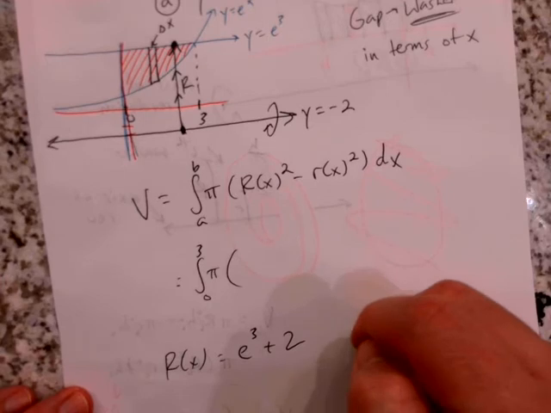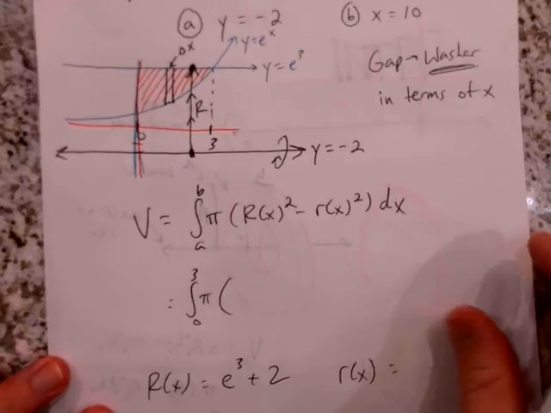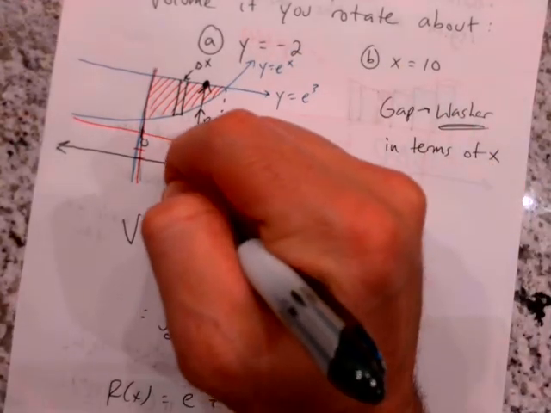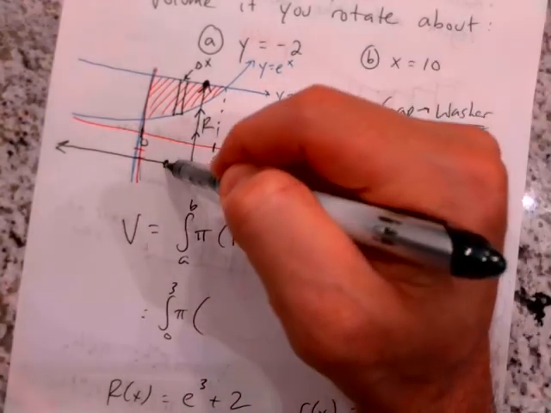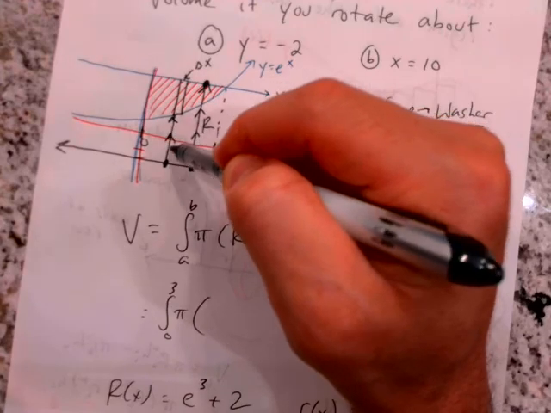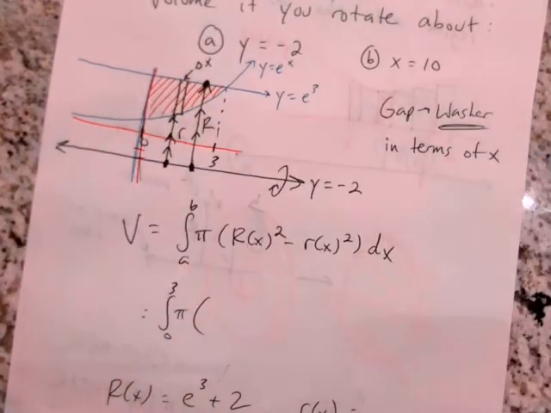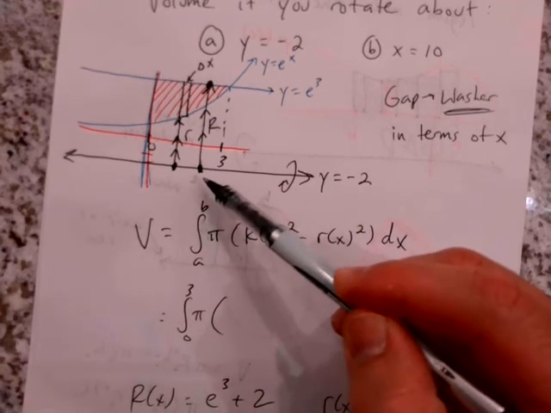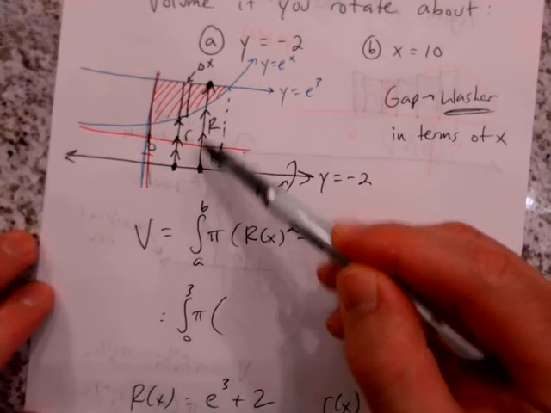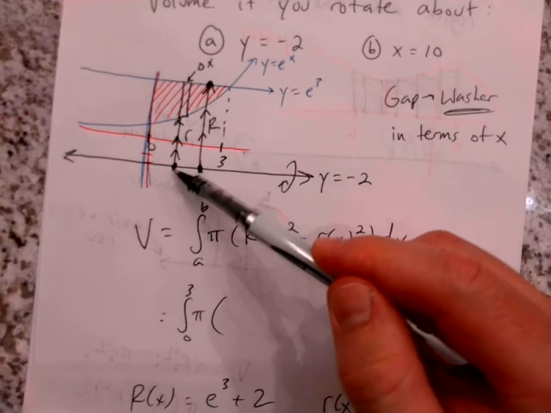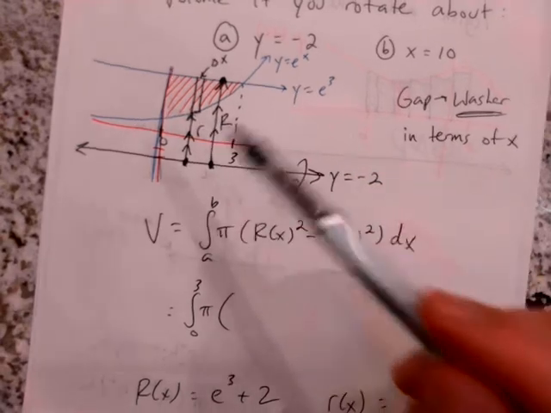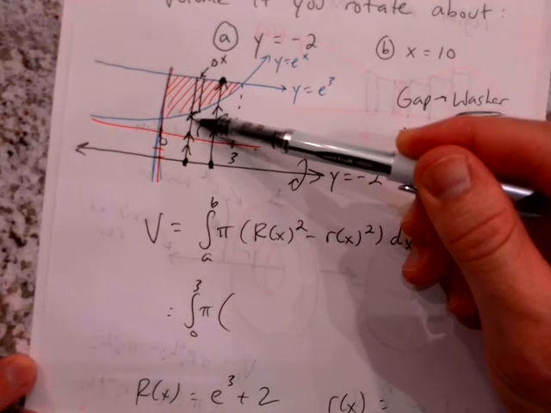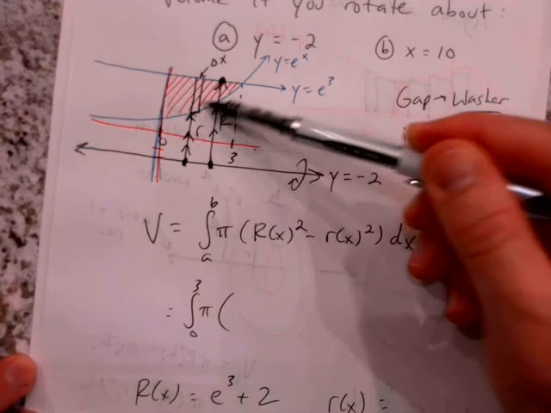Small r of x, this is the radius of the gap, which goes from the axis of revolution to the inside of your region. That's small r. So again, when you're finding your radii, start from the axis of revolution. Outside radius goes to the farthest point on the region. Inside radius goes to the closest point on the region. And you're in terms of x, so this distance is the top minus the bottom. That's e to the x minus -2.